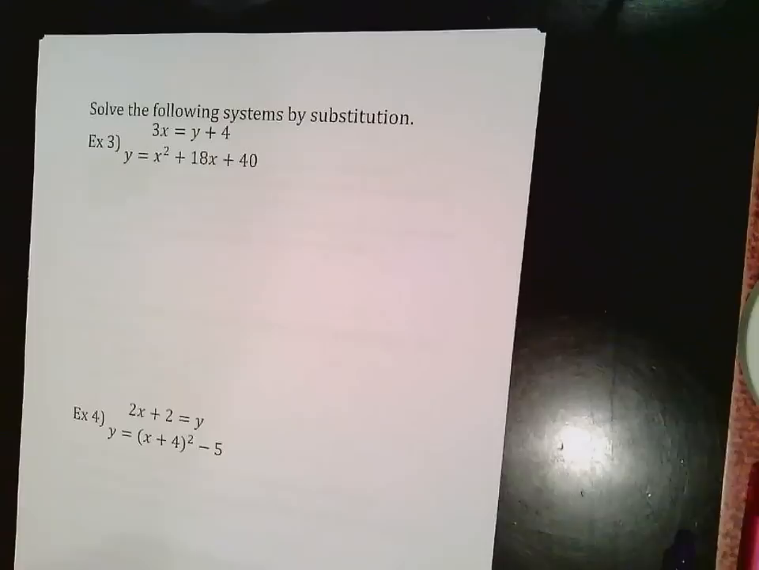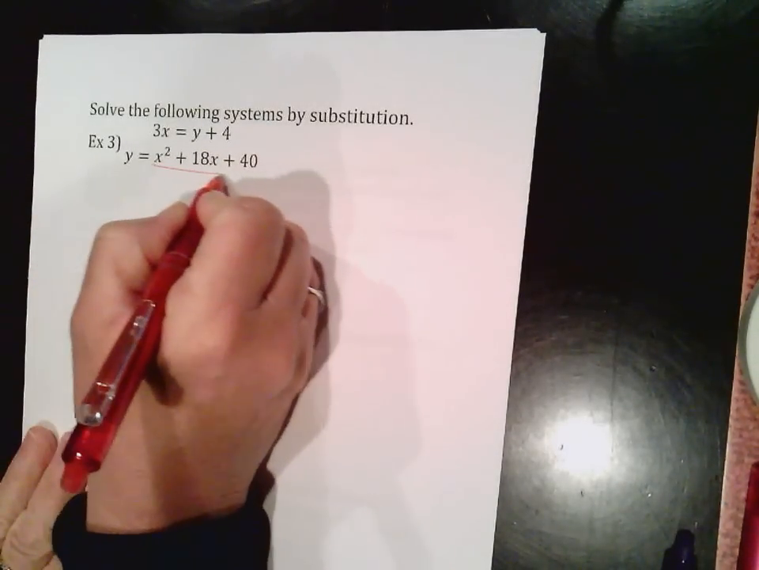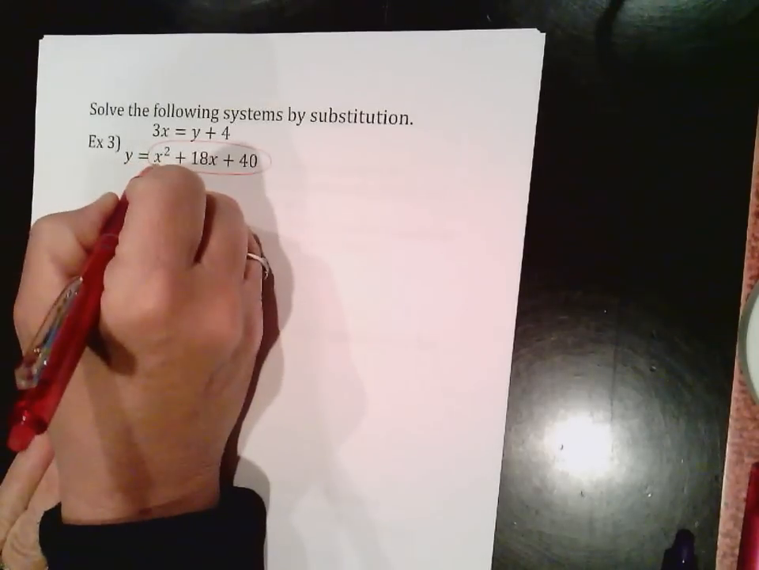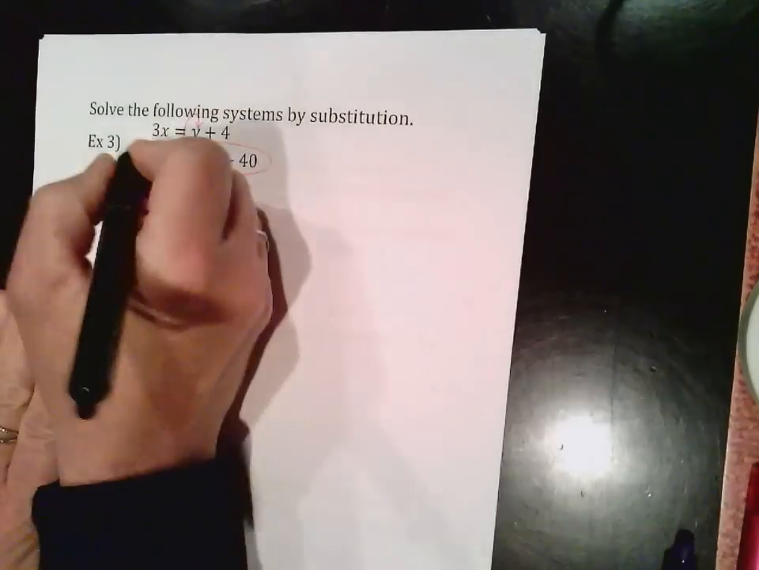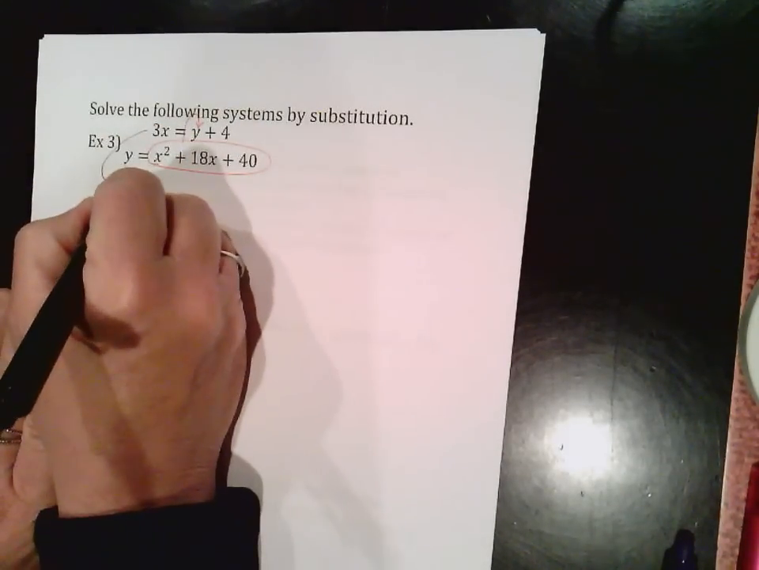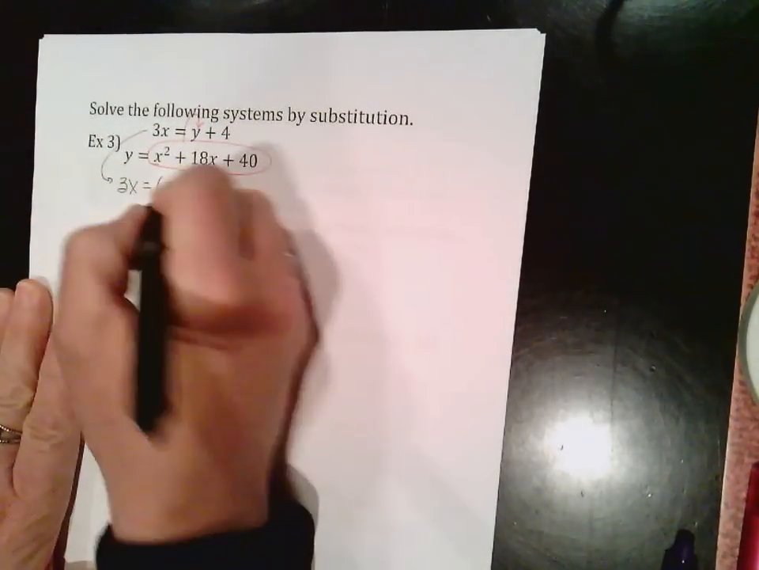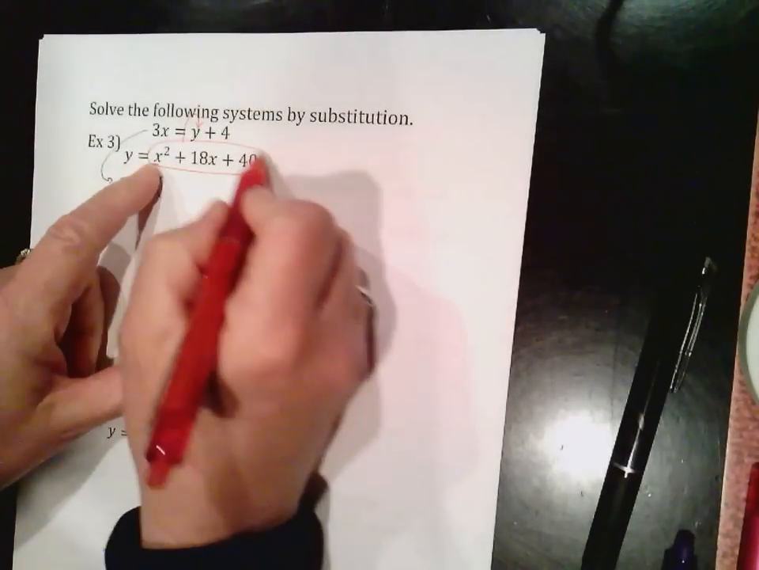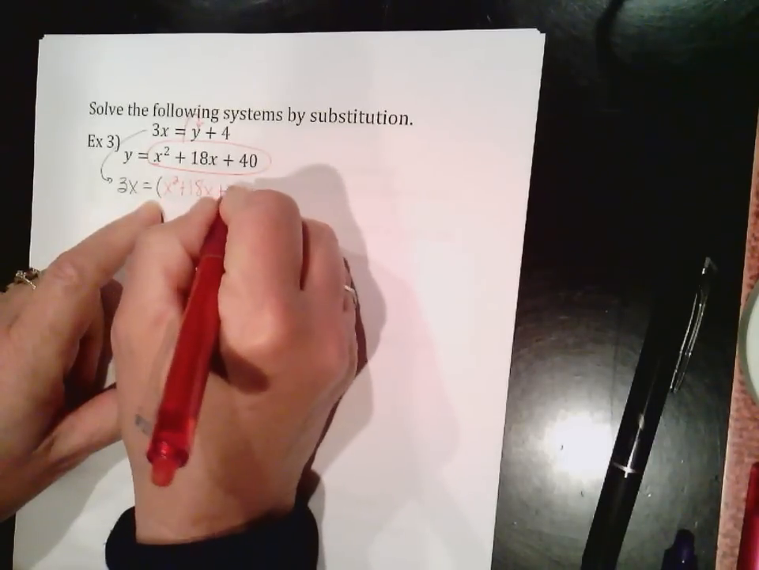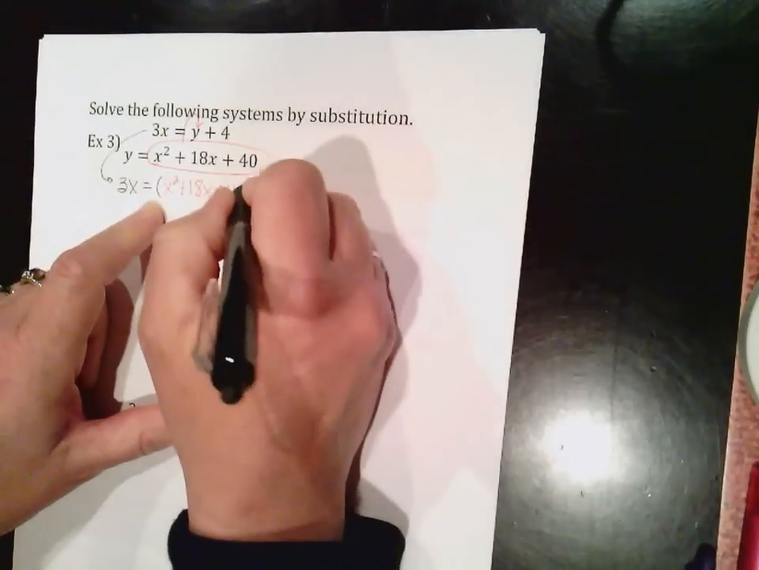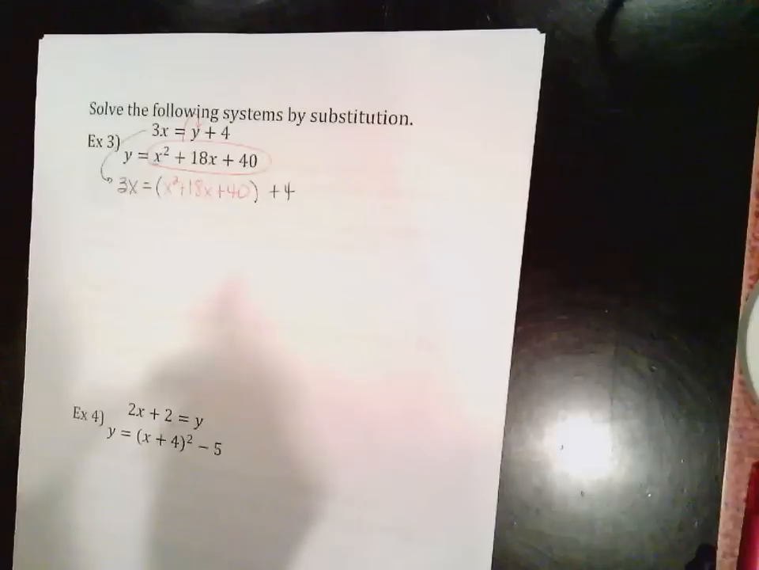The other way that we can solve systems is by substitution. If you have y equal to a number, or to an equation, here I've got y equal to all of this, I can take that and substitute it in for y in the other equation. So if I rewrite this first equation, I have 3x equals y. I'm going to take all of this and put it in place of y, so that's x squared plus 18x plus 40. All I did was substitute that in for my y value, and then I have plus 4.